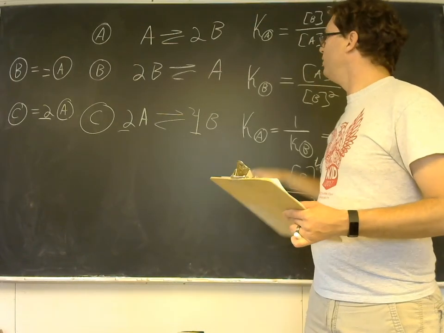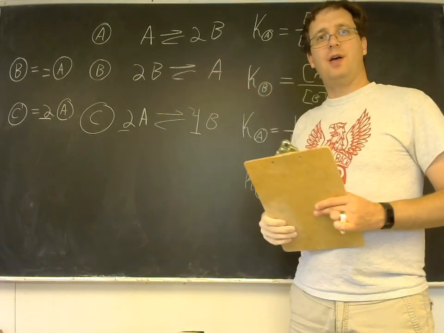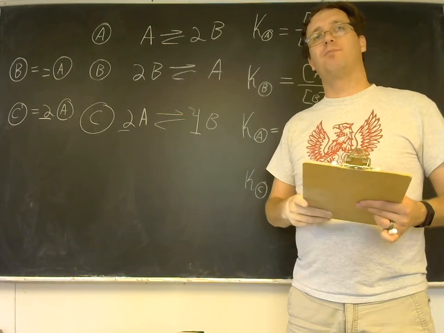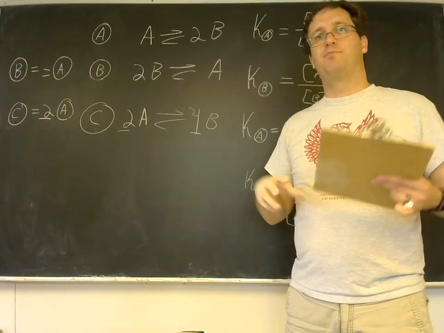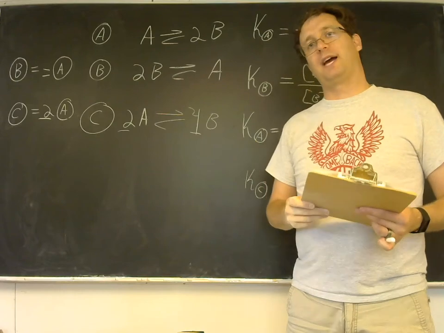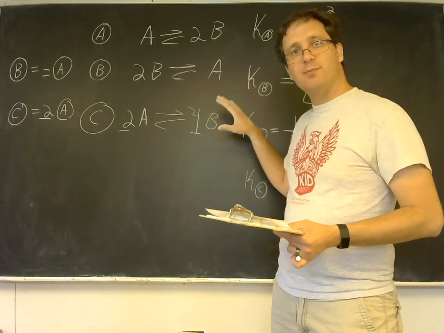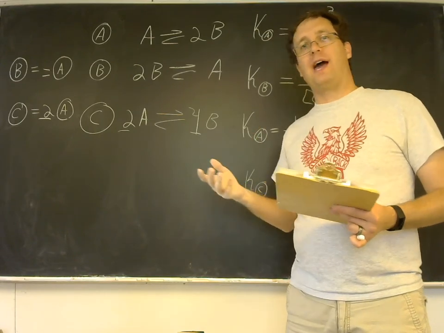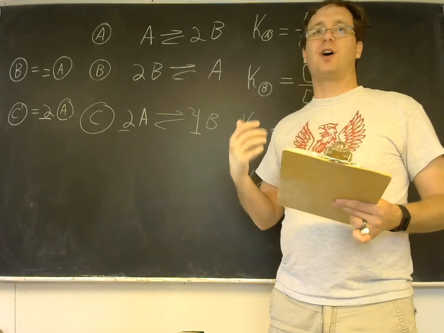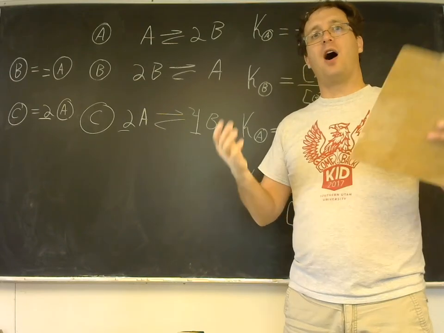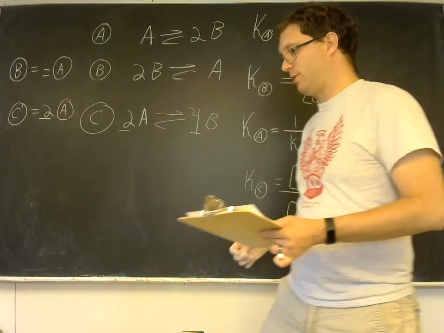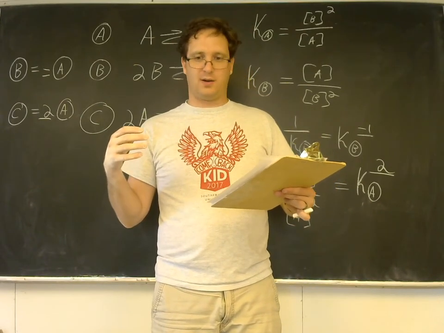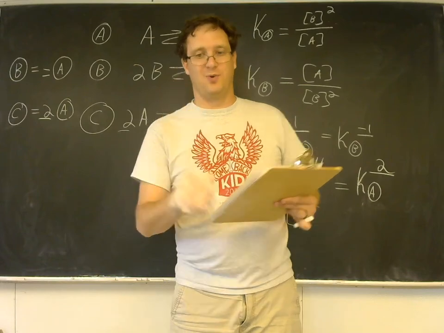And we can use these relationships now to figure out the equilibrium constant for more complex reactions by building them up from simpler reactions. This is all very similar to Hess's law, which we use to find enthalpies of reaction by reconstructing one reaction out of other reactions whose enthalpy was known.